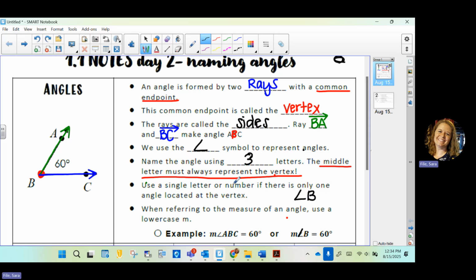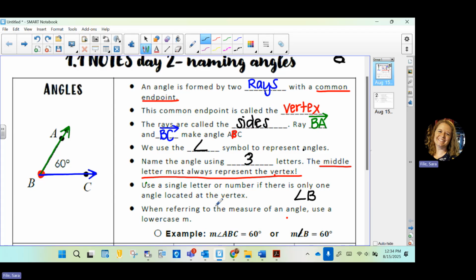Now, you can name it with a number, but not this number. This has a degree symbol. That's what that little circle is. That's telling us the measurement. So this is a 60-degree angle. That's not the name of the angle. That's the size. So I can't name it angle 60. But sometimes in images, they'll just have a number like a 1 or a 2 to identify or distinguish between different angles. So you could name it angle 1 if there was a 1 here.